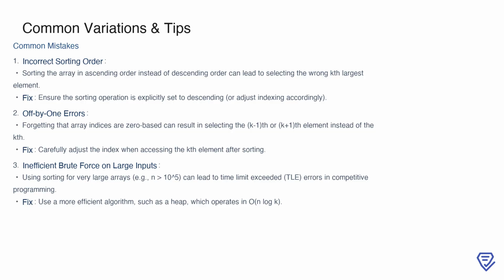Finally, relying on brute force solutions, like sorting the entire array for very large inputs, can lead to time limit exceeded errors. For example, if the array size exceeds 10 to the power of 5, sorting becomes inefficient. A more optimal solution is to use a heap, which operates in n log k time, making it better suited for large datasets.